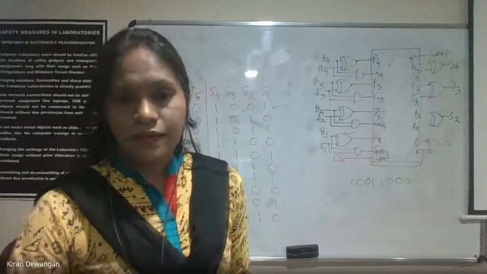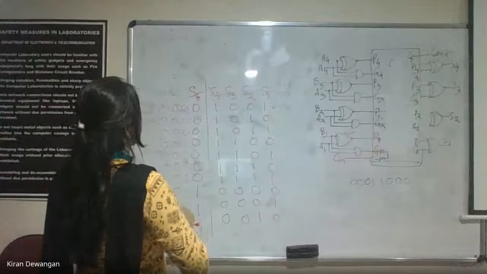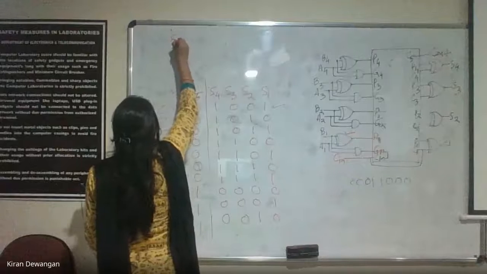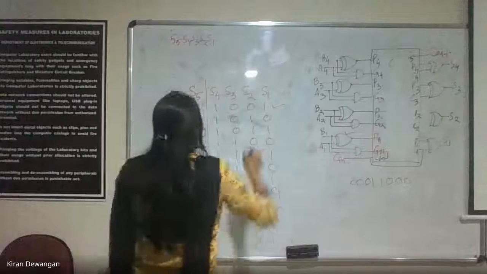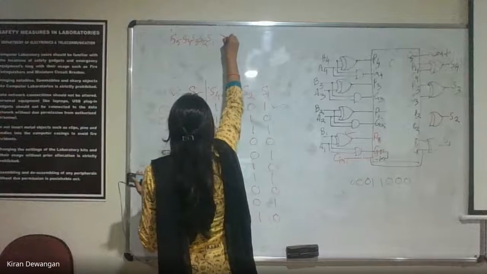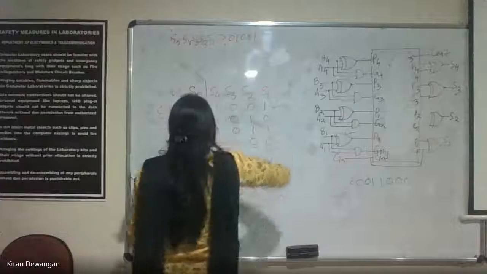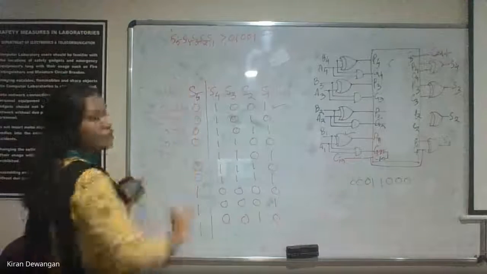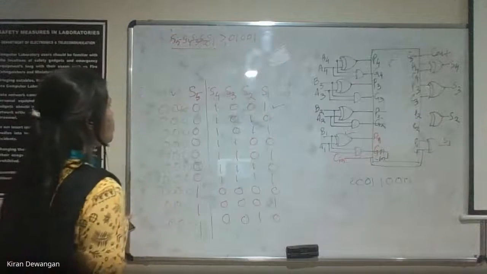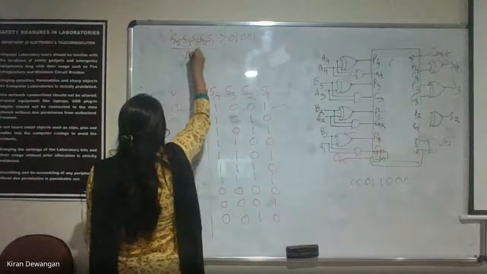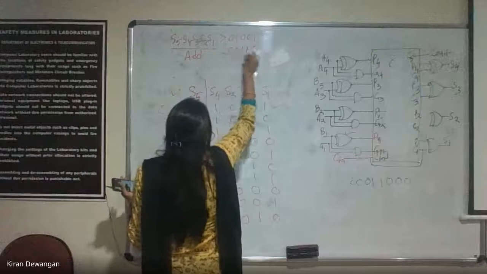Now the logic is, for this, if S5, S4, S3, S2, S1 is greater than 9, that is 01001, if this is greater than 01001, add 00110.